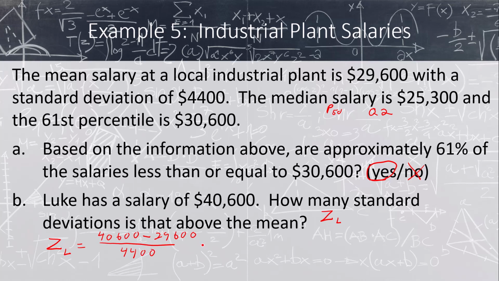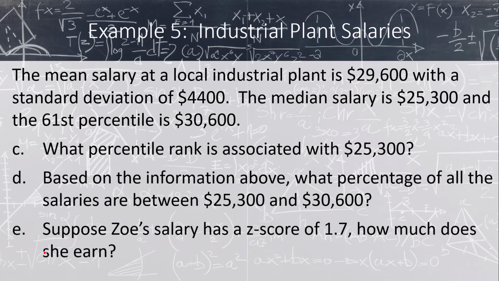That is going to be equal to 11,000. Oh, forgot the one there. There we go. Divided by 4,400, which is equal to 2.5. It is 2.5 standard deviations above the mean. Because remember, that's what the z-score tells you. Okay, we have 3 more questions relative to this one.